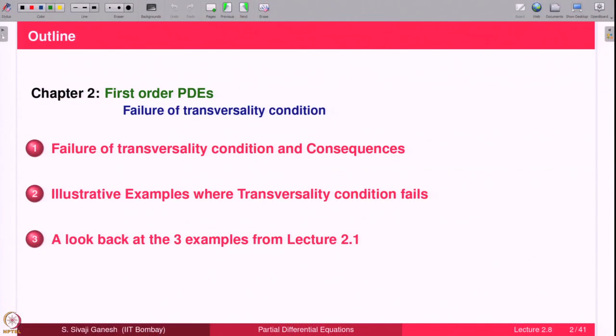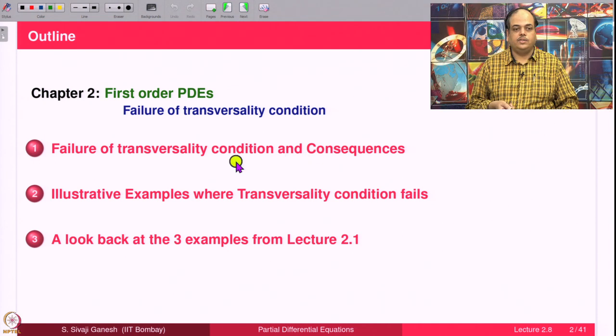In this lecture, we are going to discuss the situation when the transversality condition fails. The outline for the lecture is as follows. First, we discuss failure of transversality condition and its consequences, what can be expected when there is a failure of transversality condition. Then we look at illustrative examples where transversality condition fails.